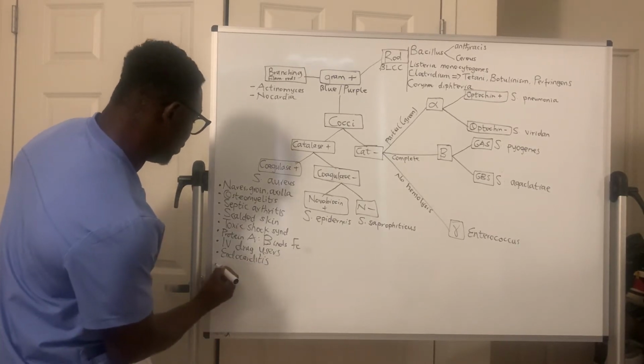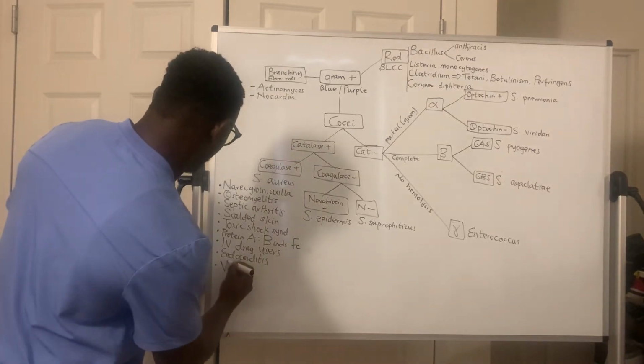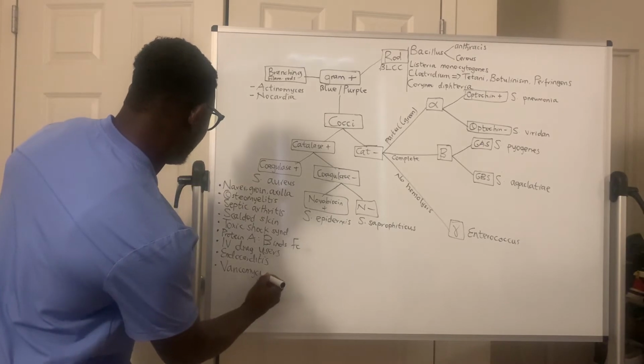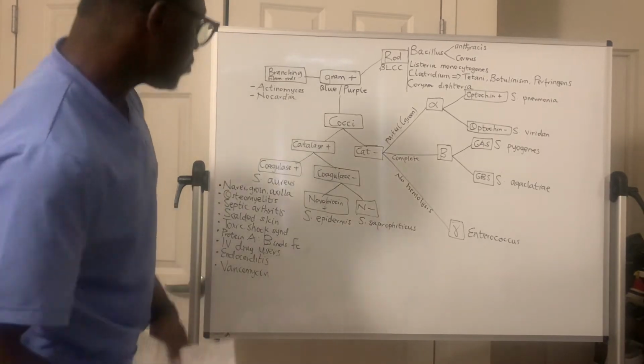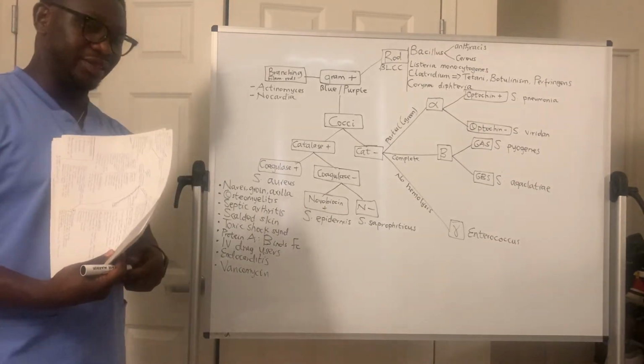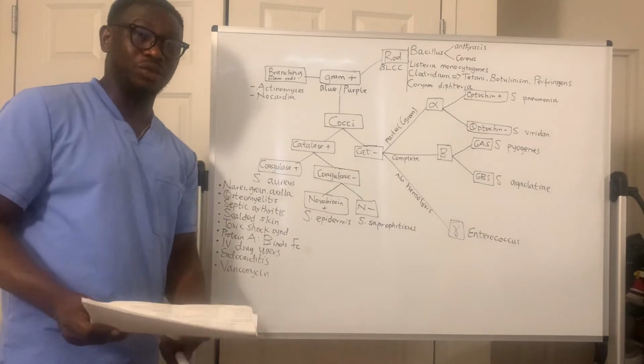How do we treat this? We can treat this with vancomycin, which is one of the antibiotics we're going to be talking about. So we can treat with vancomycin. So this is all about Staph aureus. These are the high-yield points. Trust me, if you know this, you're going to get every Staph aureus question right.